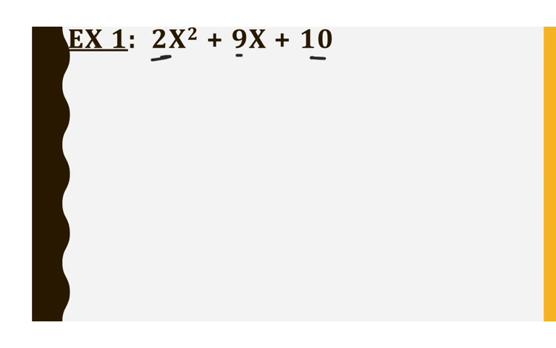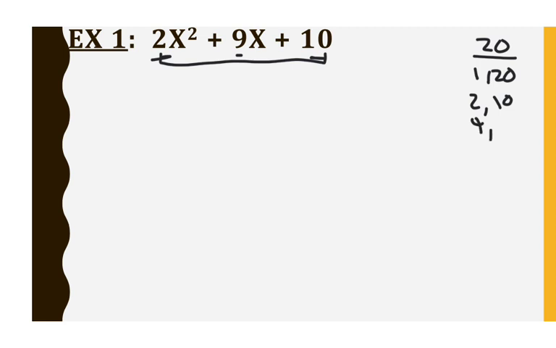We're going to multiply the x squared term's coefficient by the constant. So 2 times 10 is 20. We're going to come over to the side and write 20, and list all our factor pairs for 20. So we would have 1 times 20, 2 times 10, and 4 times 5. Now we want the pair that's going to add together to give us this middle term of 9 and multiply together to give us this 20, which is going to be 4 and 5.